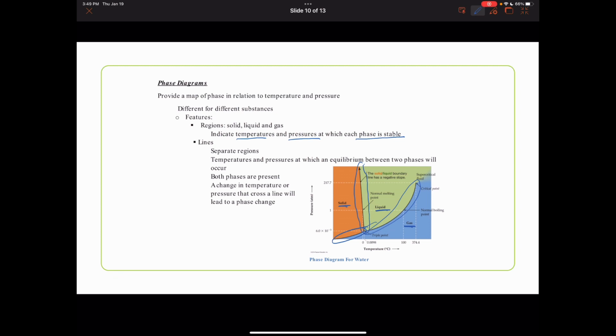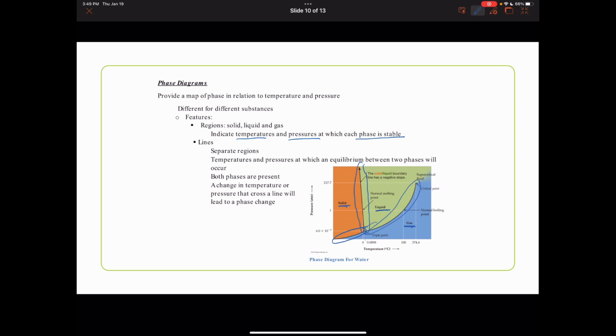These indicate temperatures and pressures at which we have an equilibrium between the two phases. So with our heating and cooling curves, when we got those plateaus, we had a mixture of solids and liquids or liquids and gases. We're going to see the same thing here. We're going to get a mixture of the two phases present. Now, a change in temperature or pressure that results in crossing that line will lead to a phase change.